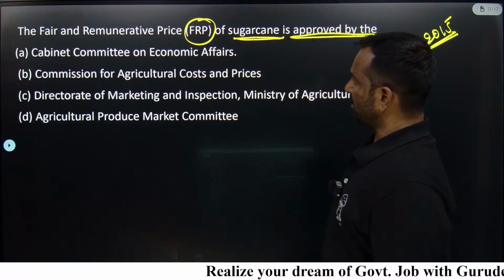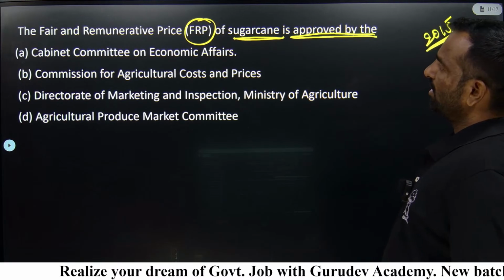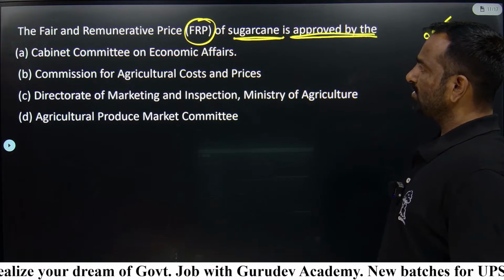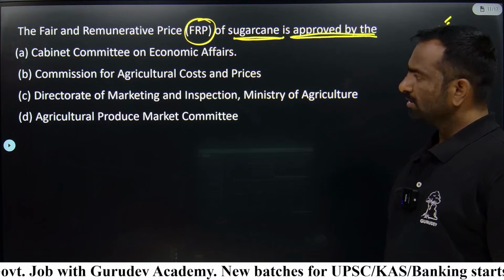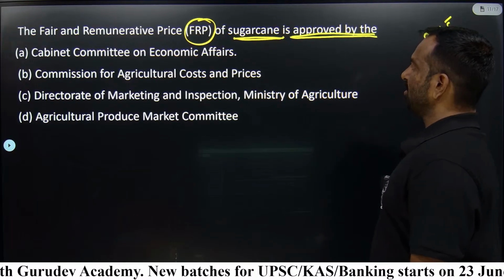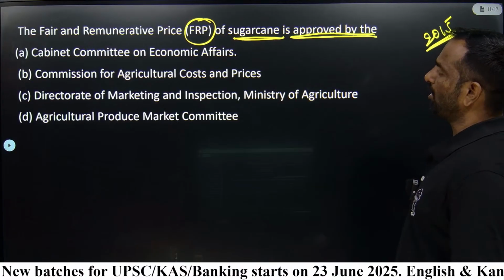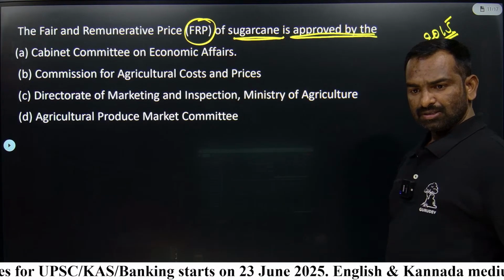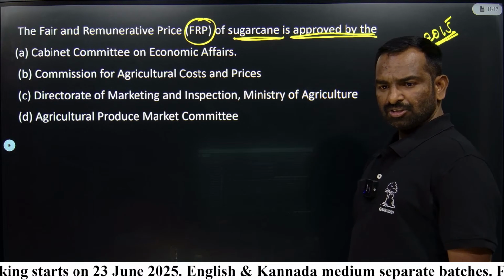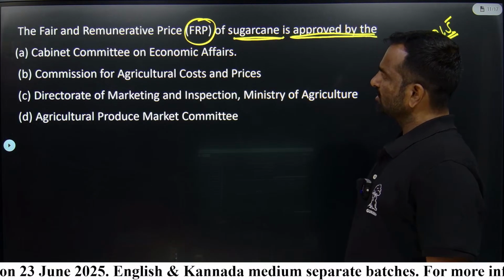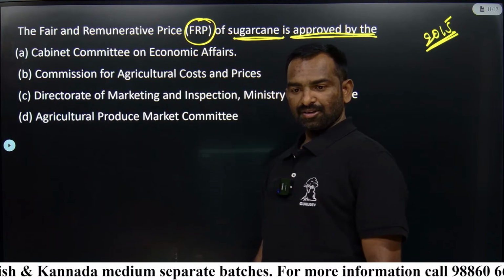Now tell me, what's your answer? I want an answer from your side. Please go ahead. Read the question carefully once again. The fair and remunerative price, that is FRP, of the sugarcane is approved by which one of the following committees, commissions, or any other department or organization? Is this option A, B, C, or D? What is your answer?